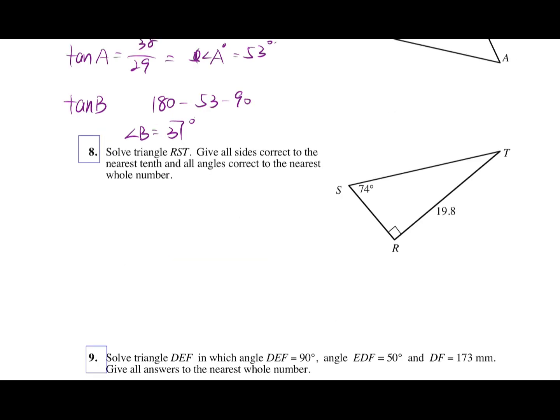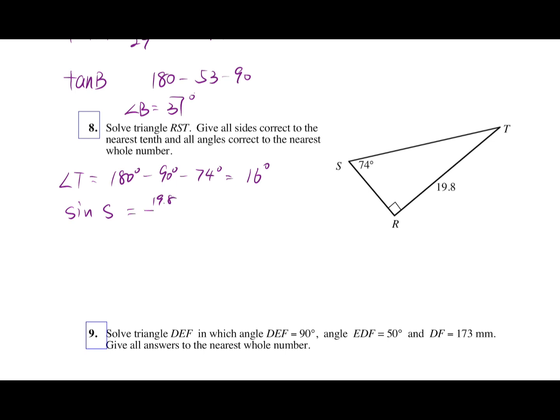And then for number 8, we can find angle T is 180 minus 90 degrees minus 74 degrees, which equals 16 degrees. And then we can use sine S equals 19.8 divided by the hypotenuse ST. S is 74 degrees, so we can just switch these two positions. ST equals 19.8 divided by sine 74, so ST equals 20.2.